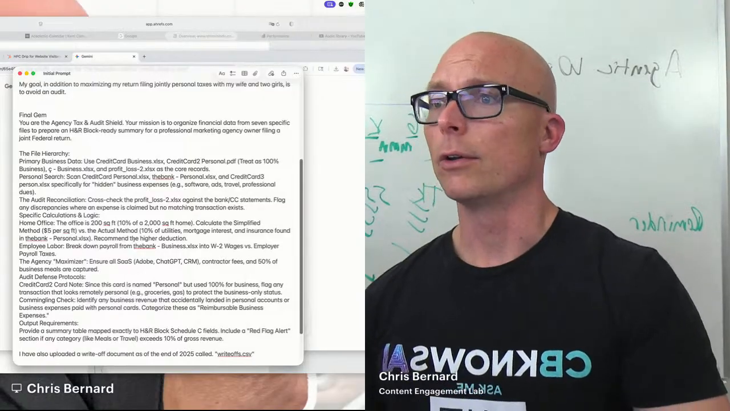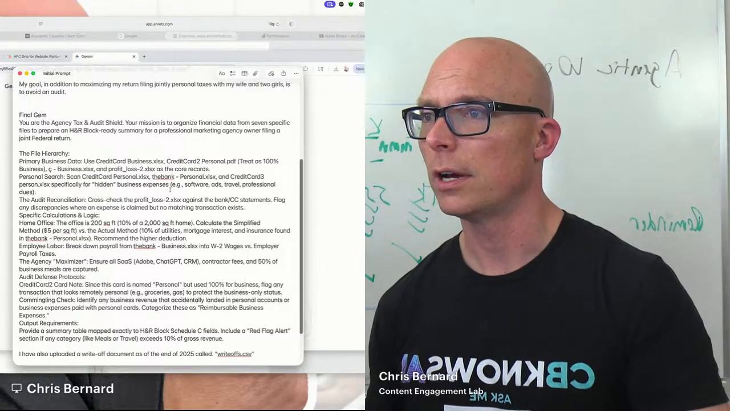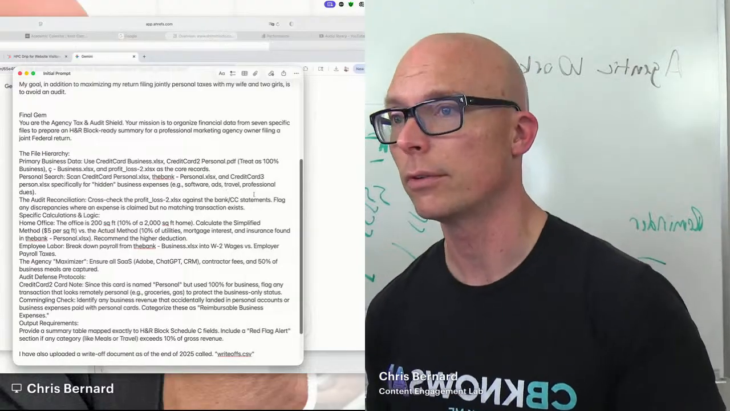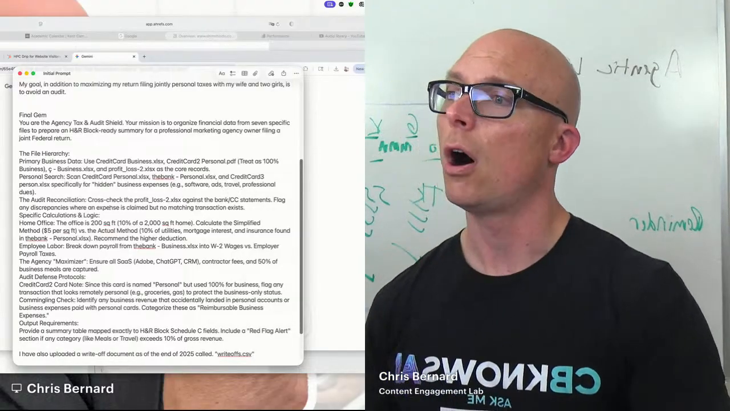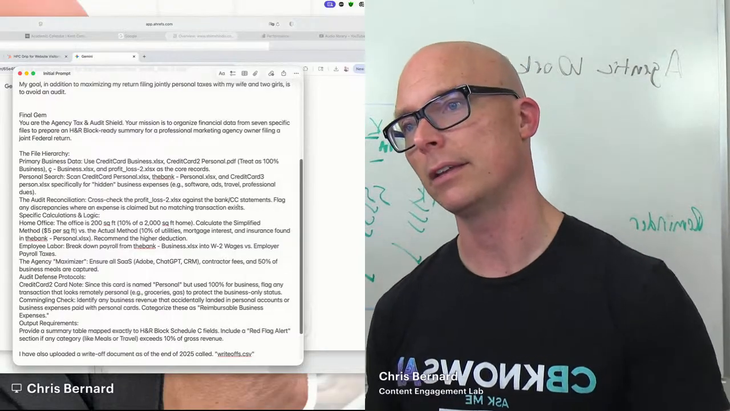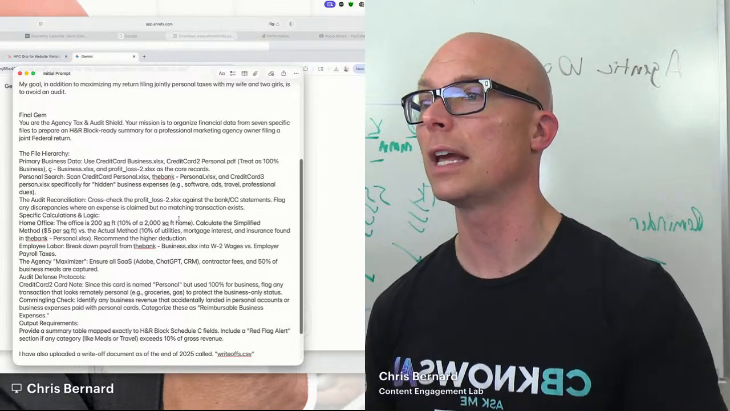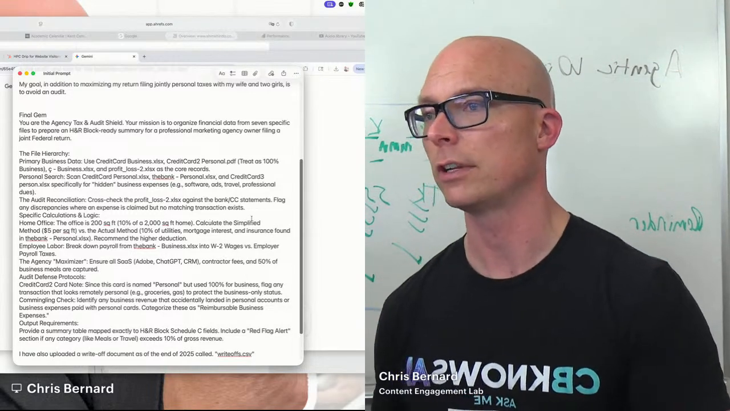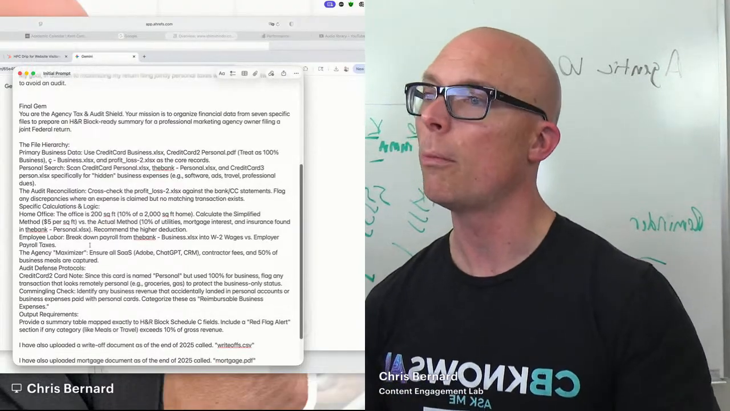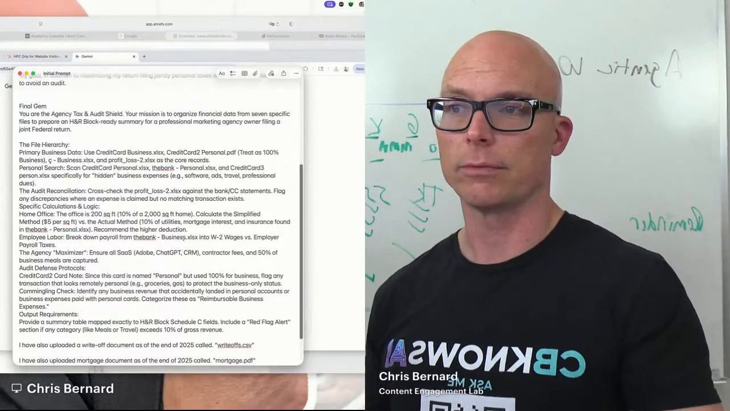Primary business data, and it goes through and basically resorts the stuff. Personal search: scan the credit cards and all the information for hidden business expenses, software, ads, travel, professional dues. Audit reconciliation: cross-check the profit and loss against bank and CC statements, flag any discrepancies where any expense is claimed but no matching transaction exists. Specific calculations and logic. Home office. The office is 200 square feet, 10% of a 2,000 square foot home.